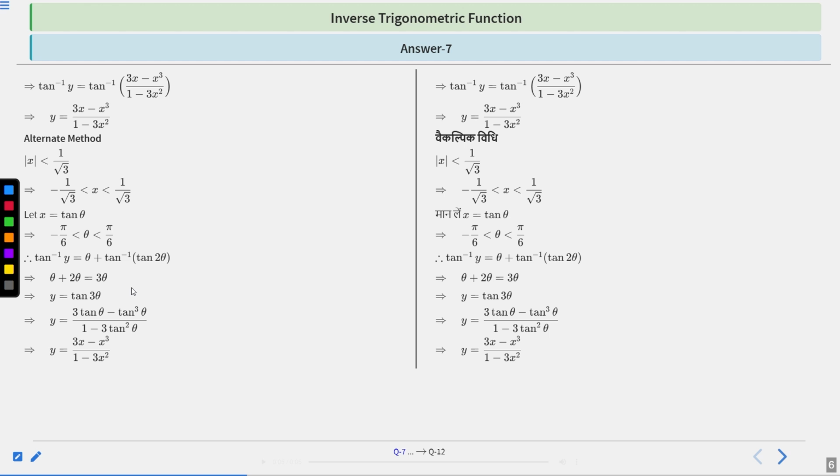Therefore, theta plus 2 theta is equal to 3 theta, right? Therefore, y is equal to tan 3 theta, and therefore y is equal to 3 tan theta minus tan cube theta upon 1 minus 3 tan square theta. Clear? And we know that x is equal to tan theta, therefore y is equal to 3x minus x cube upon 1 minus 3x square. Got it? Right?